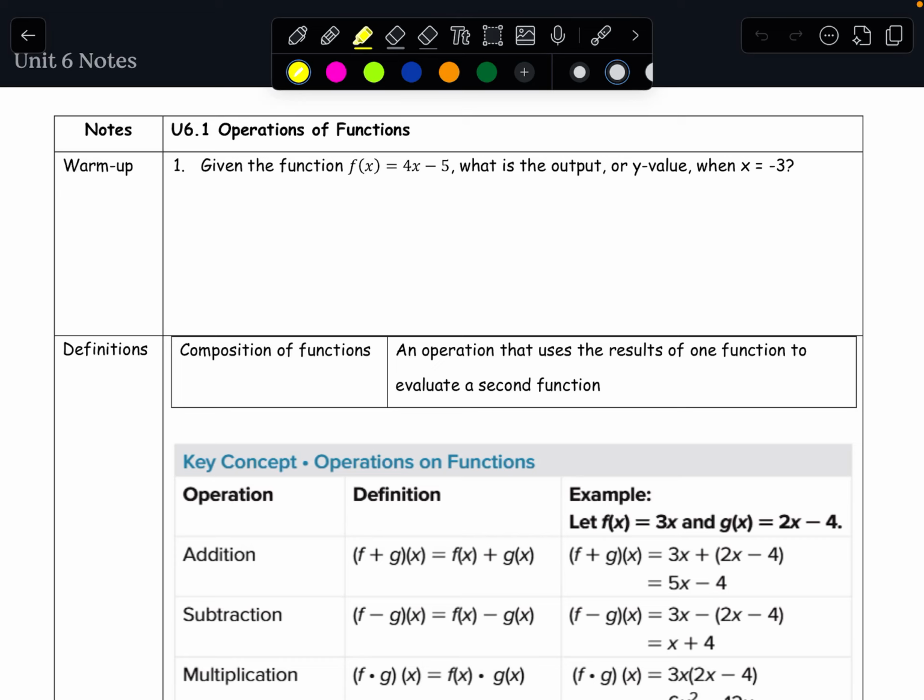Hello and welcome to Unit 6, Inverse and Radical Functions. Our first lesson for this unit is on operations of functions.